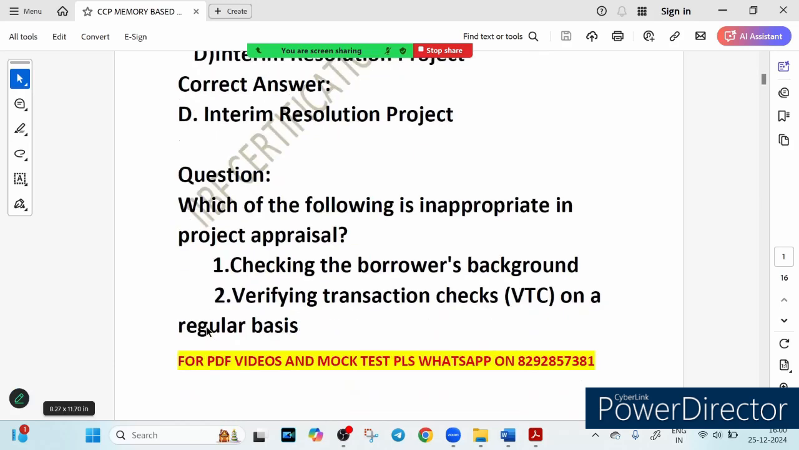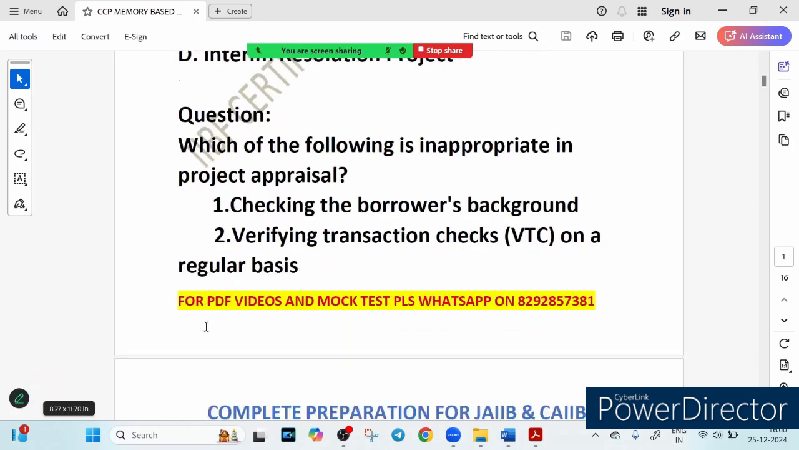So question number 2, which of the following is appropriate in the project appraisal?